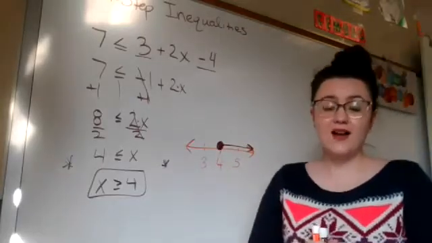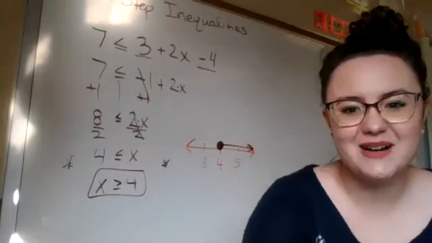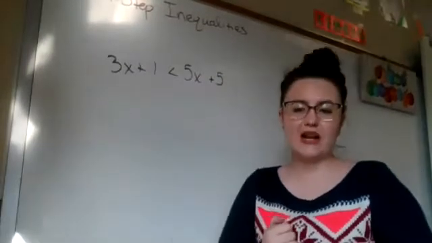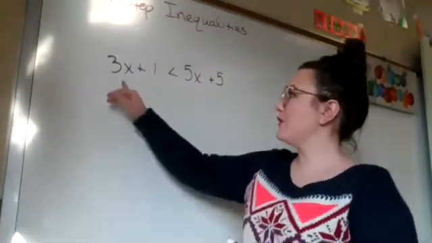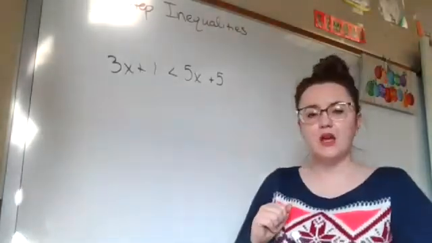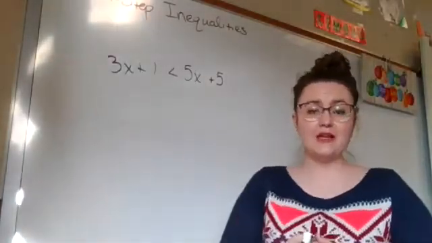So here's an example of a multi-step equation with combining like terms. Okay, here's the last example that I'm going to do in this video. So I have 3x plus 1 less than 5x plus 5. So this is a multi-step inequality.